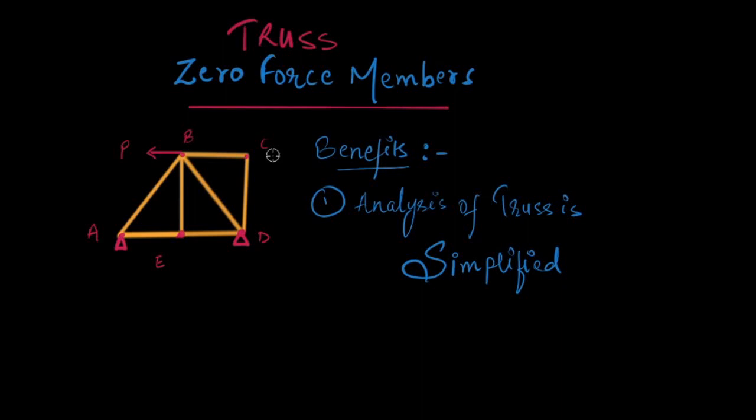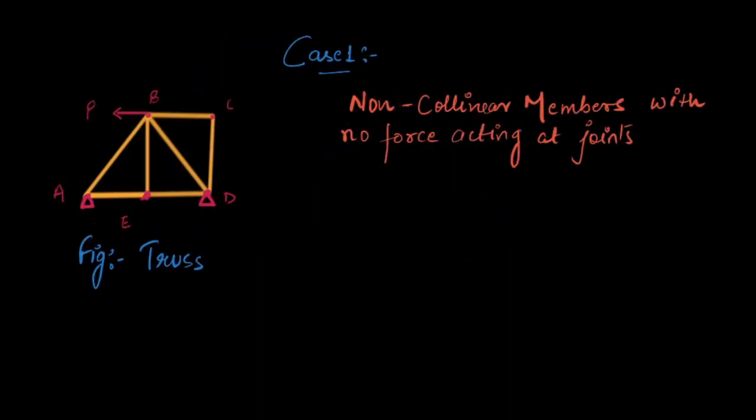So how do you find zero force members in a truss? Let us understand it by taking various cases. Case 1, non-collinear members with no force acting at the joint. For example, the truss in the figure has a segment BCD with non-collinear members and there is no force acting at the joint.